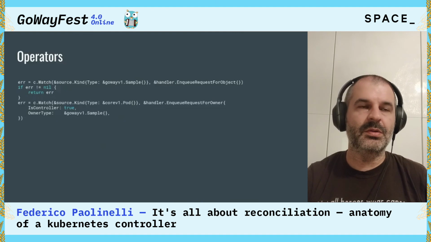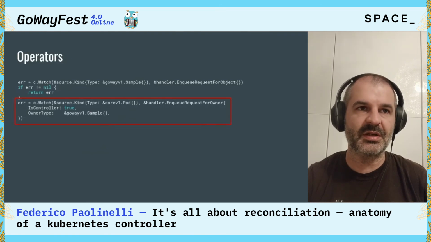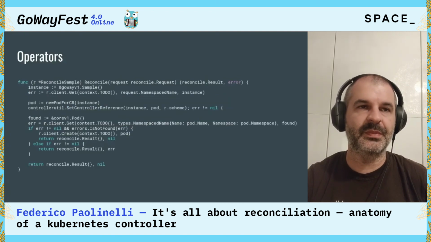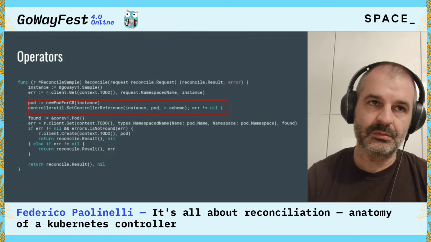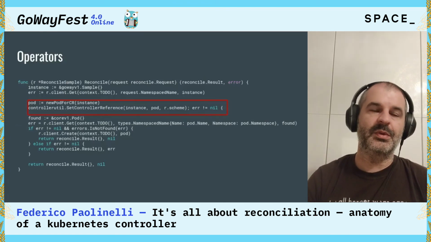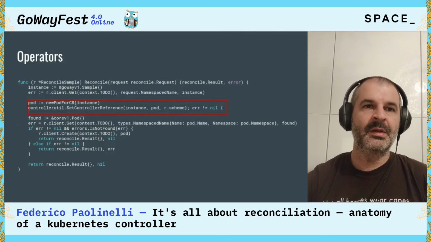This is how you implement it. You put a watcher on the primary CR, in this case sample, and then you put a watcher on the secondary one, saying that you are interested in receiving events on the owner type. And this is the control loop, the reconciliation loop. The event is on the sample type. The first thing you have to do is to retrieve it. Then you want to generate the secondary one, and then put the controller reference on it.